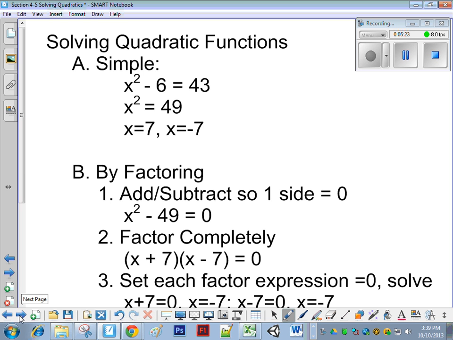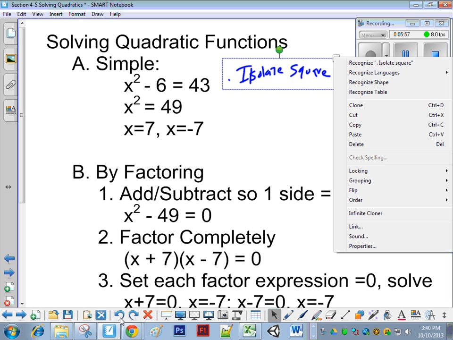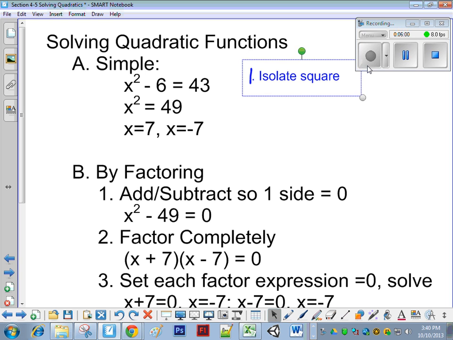All right, moving on. Solving quadratic functions. Now we just kind of practice with this type. If I have a simple one, what you want to do is you first want to isolate the variable. I'll say isolate the square. Okay? My second step, the second step we'll do after that is to square root both sides.